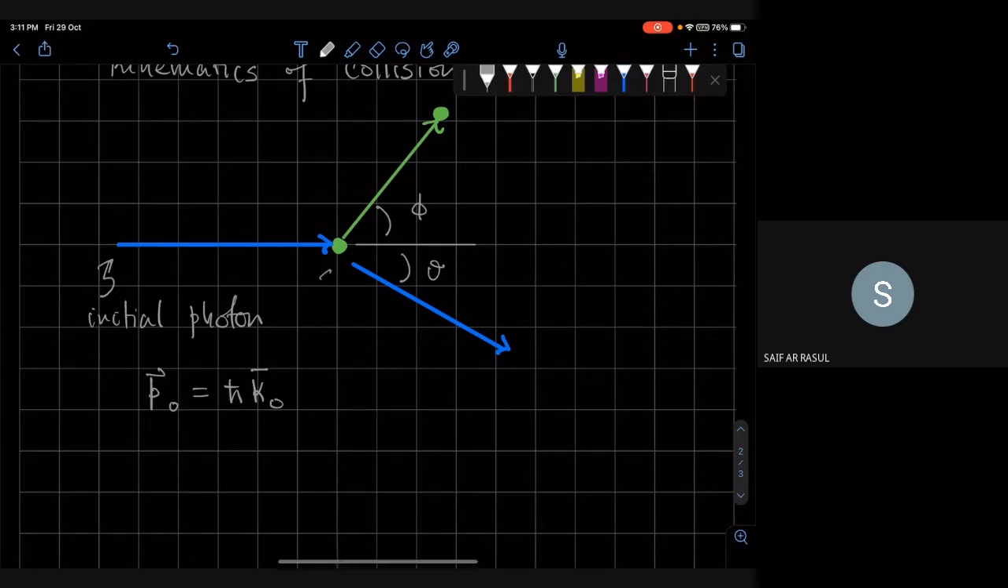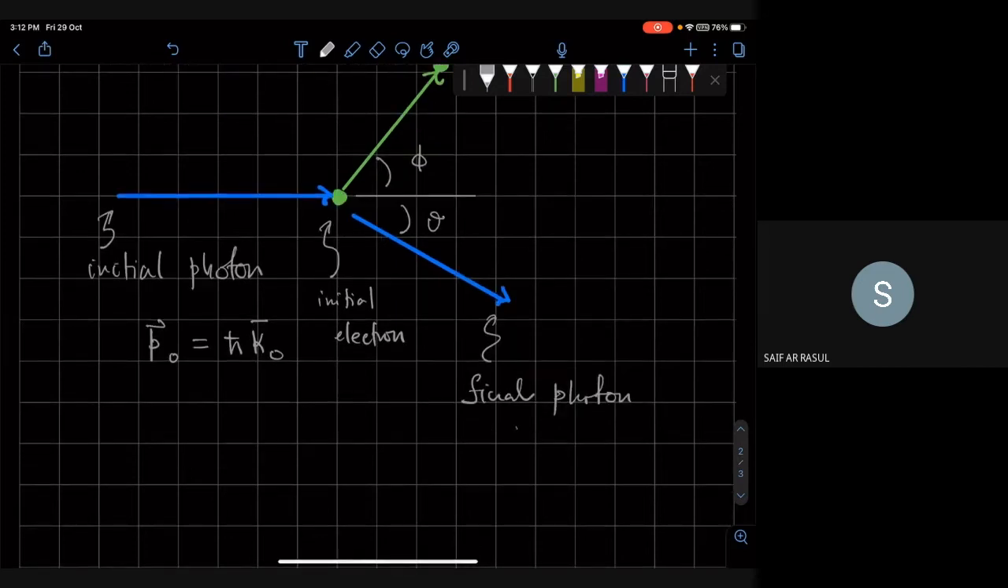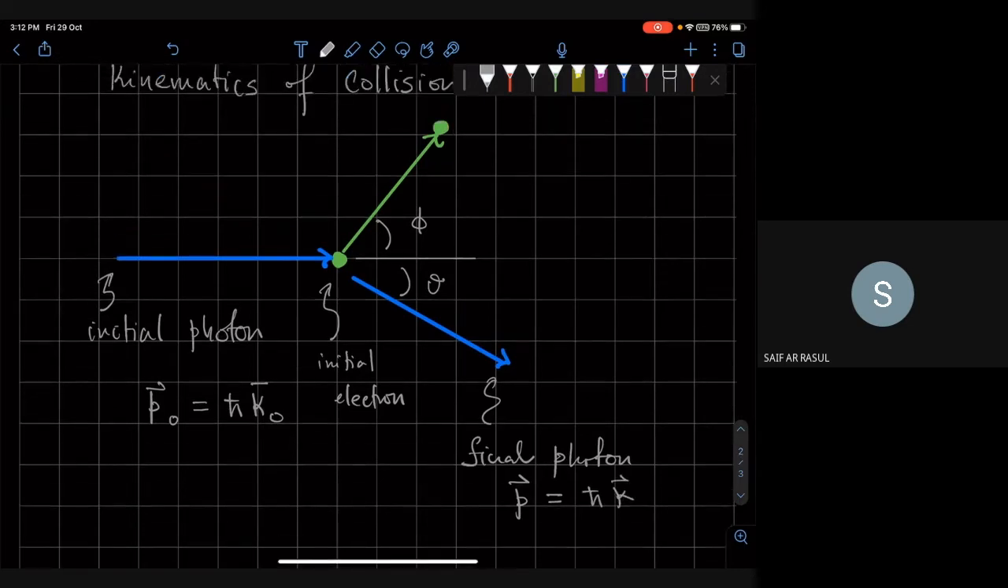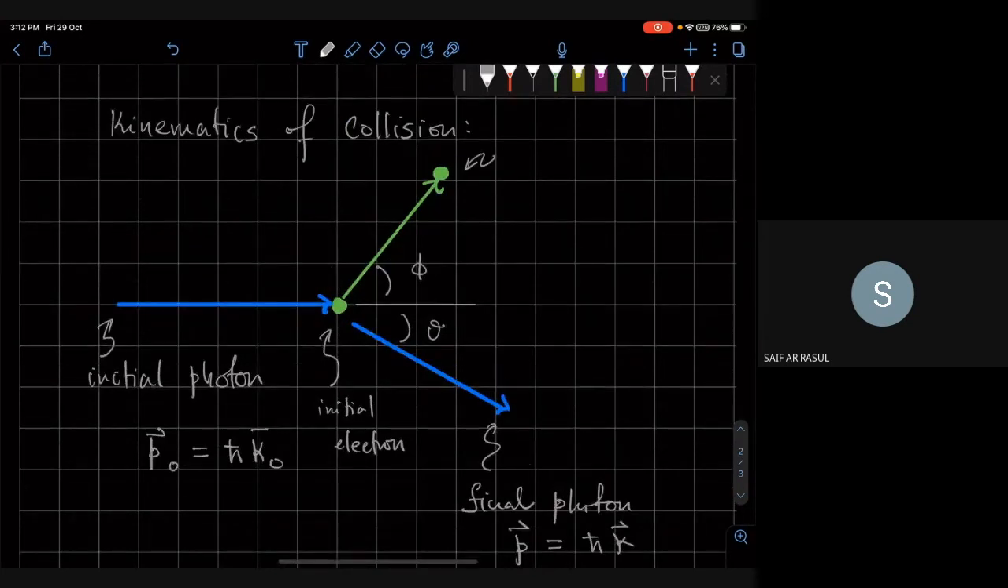And this is the initial electron. It has zero kinetic energy. And this is the final photon trajectory, and it has some final momentum p given by h bar k. And this is the final electron, and it has some kinetic energy. Okay, so this is the picture.